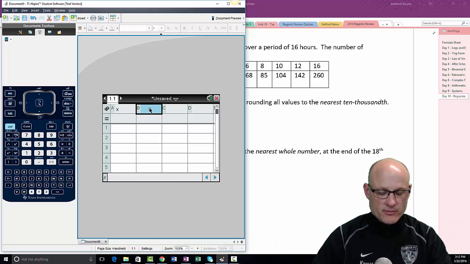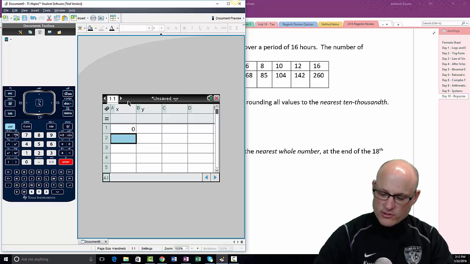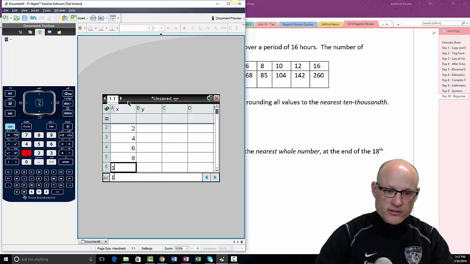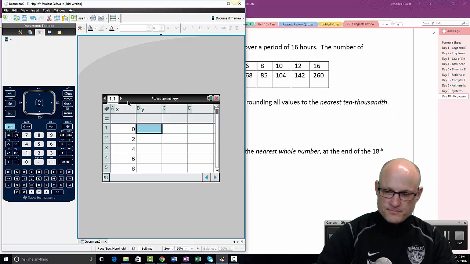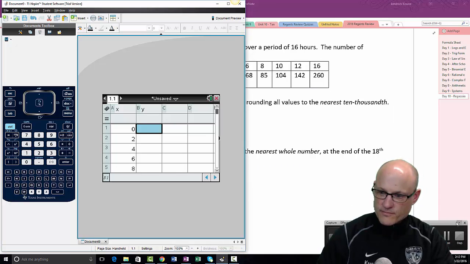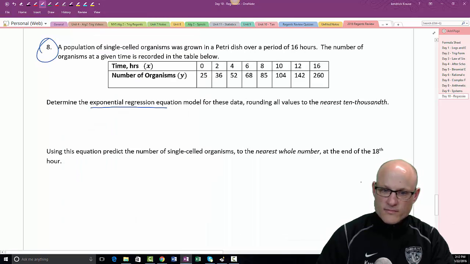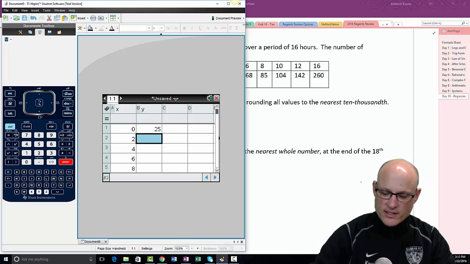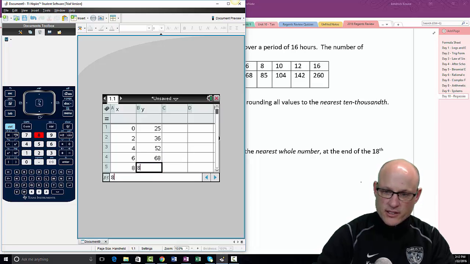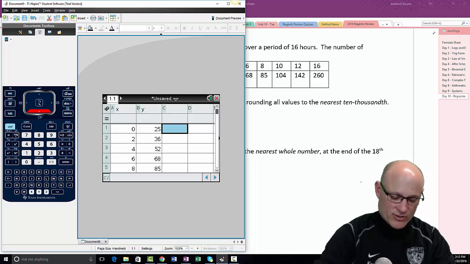X and Y, let's just call them X and Y. It really doesn't matter. So 0, 2, 4, 6, 8, 10, 12. No 14. We'll go right to 16. Kind of annoying. I hate when it does that. All right. 25, 36, 52, 68, 85, 104, 142, and 260. Boom, done. Remember, the most common mistake made is not entering the data right.